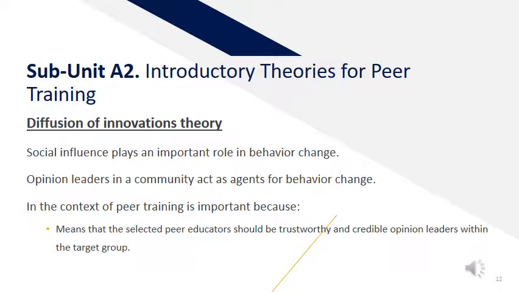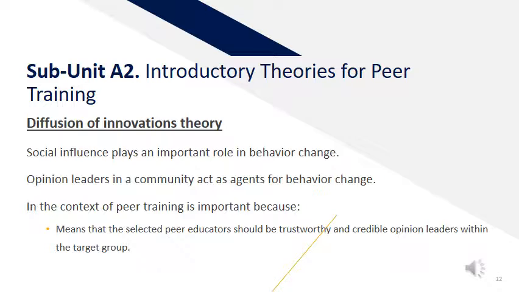Now we are talking about the diffusion of innovation theory. This theory argues that social influence plays an important role in behavior change. The role of opinion leaders in a community acting as agents for behavior change is a key element of this theory. Their influence on group norms or customs is predominantly seen as a result of person-to-person exchanges and discussions.